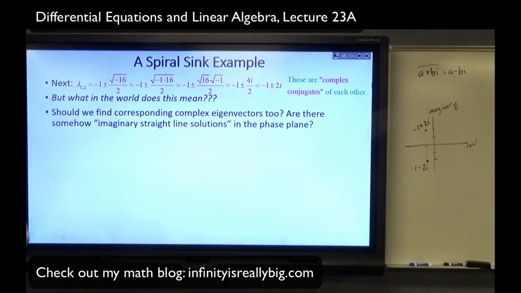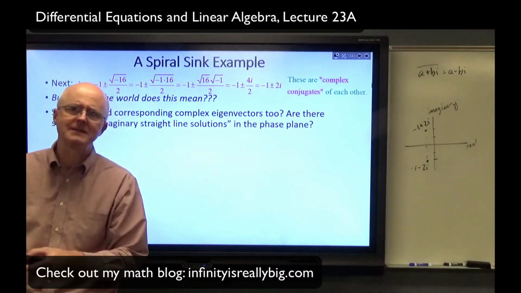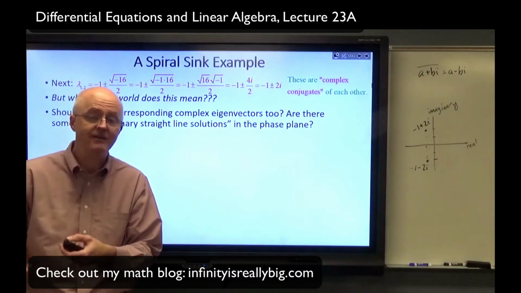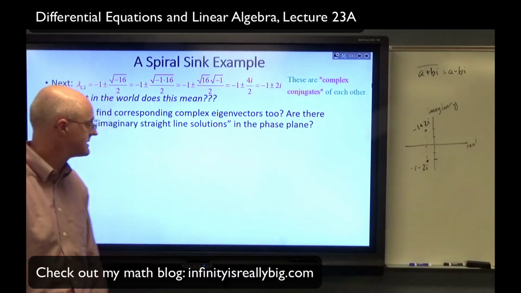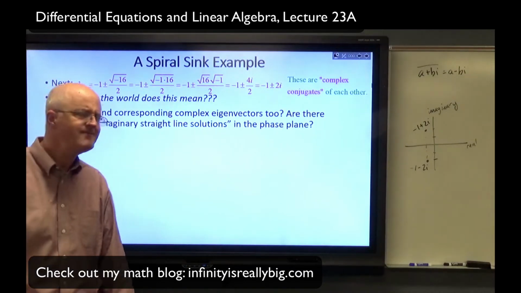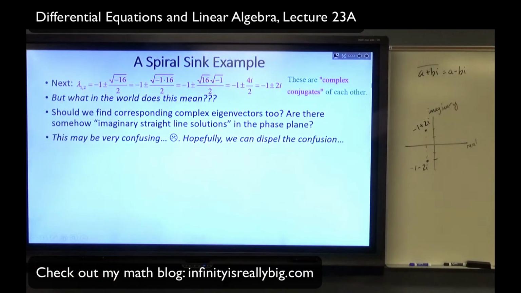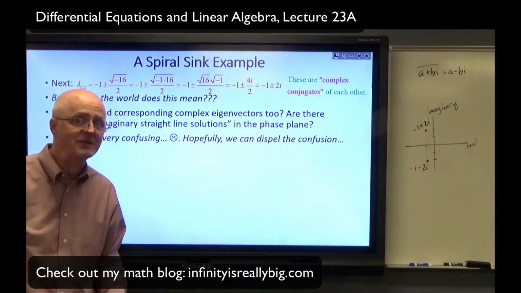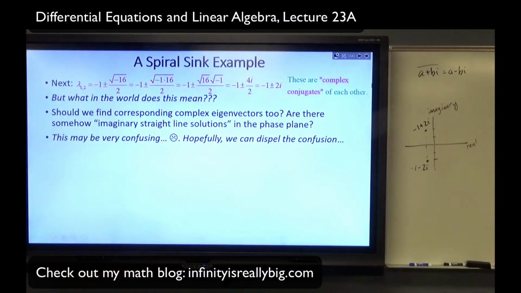And if we do that, remember what our purpose is. Our purpose is to draw the phase plane, and the motivation for eigenvalues and eigenvectors was straight line solutions. So are there imaginary straight line solutions in the phase plane? This is unclear. This is maybe very confusing. Hopefully we can dispel the confusion. We're getting there. Just hang with me. Just think of it as fun here initially.